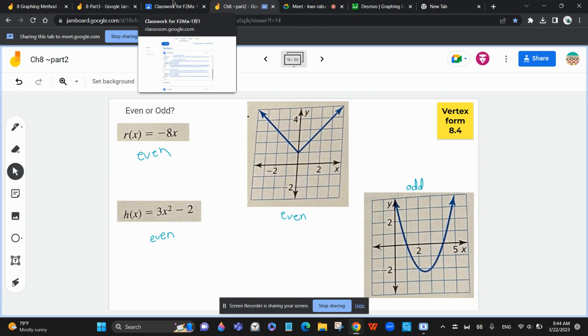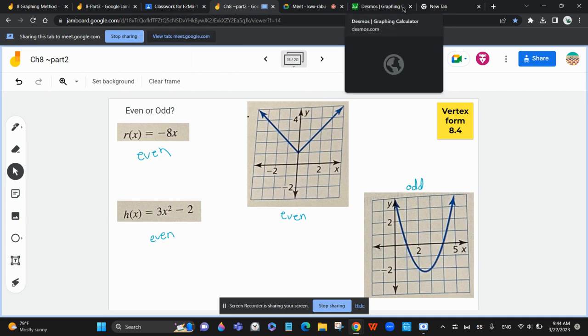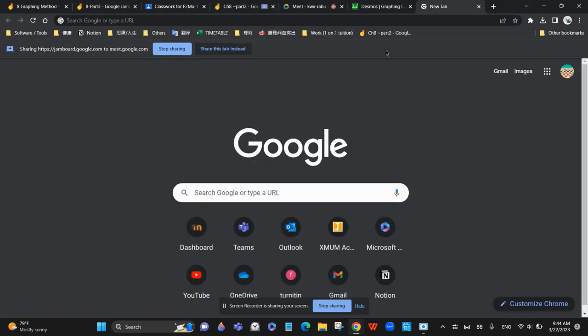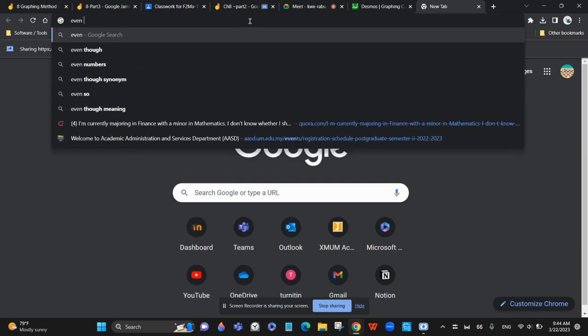Okay, even, let's see. The first one is actually odd, because if you write the graph out, you will get this line, right? So it is not symmetric through the origin.